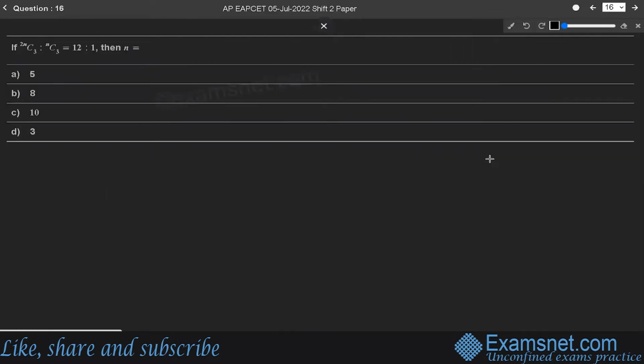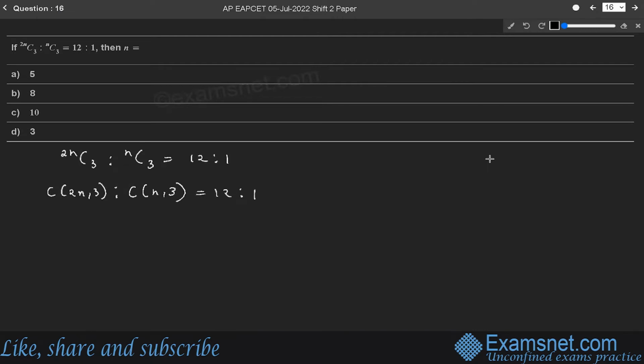Moving on to the next question. This question comes from binomial expansion. If 2nC3 is to nC3 is equal to 12 is to 1, then n is equal to? 2nC3 can be written as C(2n,3) is to C(n,3) is equal to 12 is to 1.